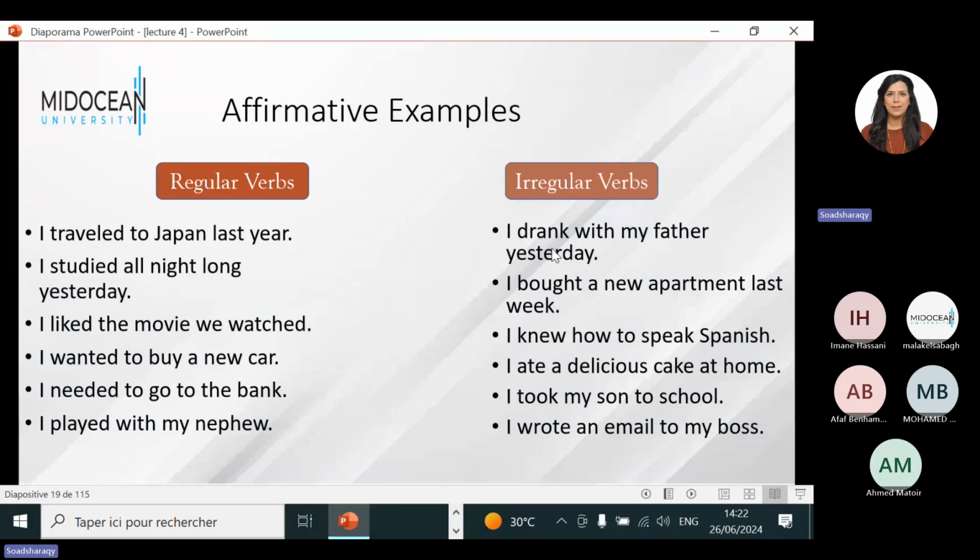I drank with my father yesterday. I bought a new apartment last week. So here bought is the simple past of the verb to buy. I knew how to speak Spanish. I ate a delicious cake at home. I took my son to school. So the simple past of the verb to take is took. And I wrote, the verb to write in the simple past, wrote. So I wrote an email to my boss.